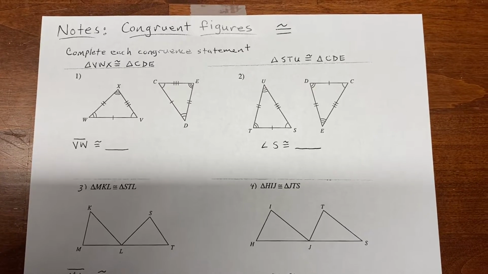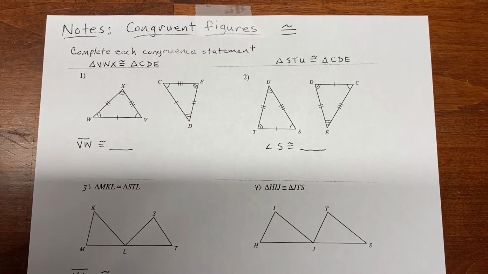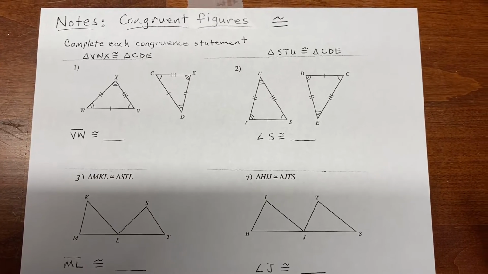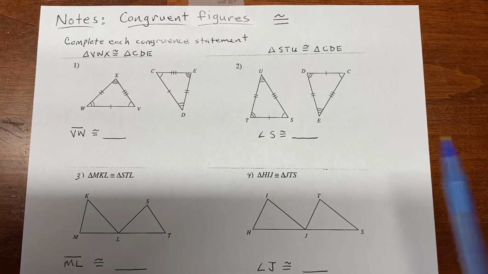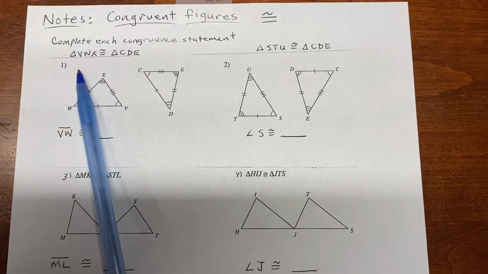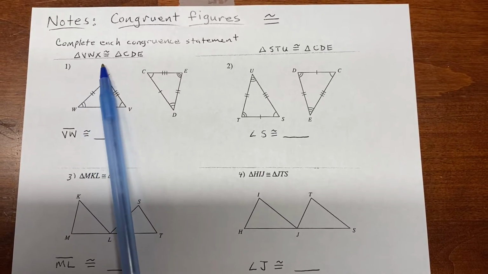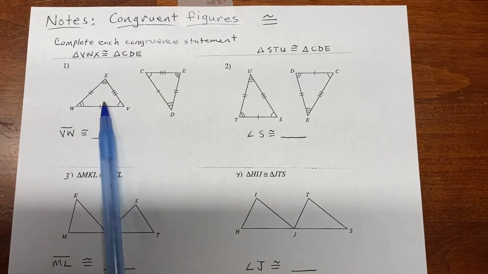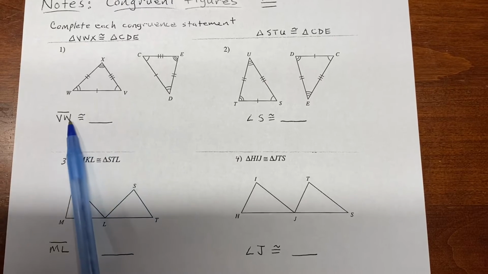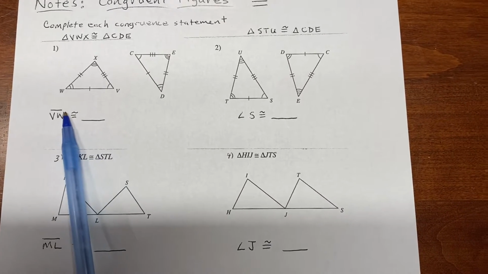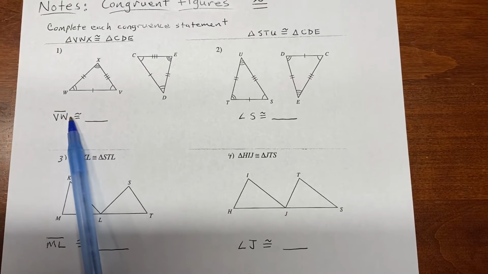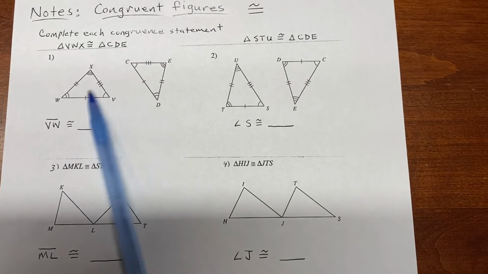So there are a couple different sections we'll cover here that will help us out on the assignment. You can see the directions say complete each congruence statement. First of all, this says triangle VWX is congruent to triangle CDE. So we know they're congruent. Now, this is the statement we have to complete. It says side VW is congruent to, well, you can try to figure it out from the shapes.